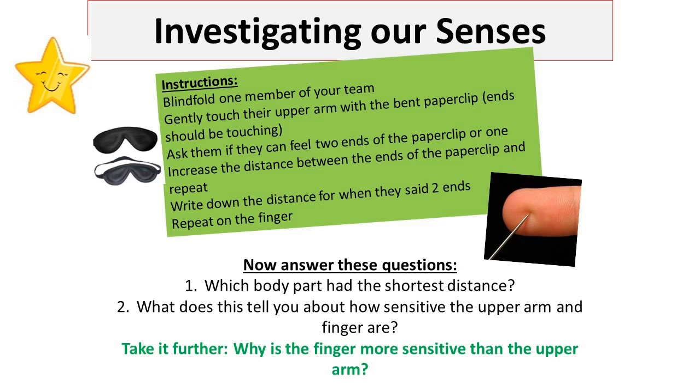And there's a couple of questions there for you to ask yourself. Which part of the body had the shortest distance? And what does this tell you about how sensitive the arm and the fingers are? Why do you think the finger is more sensitive than the upper arm? So this is an optional task, but please do feel free to email me what you find out from doing that investigation if you choose to do it.